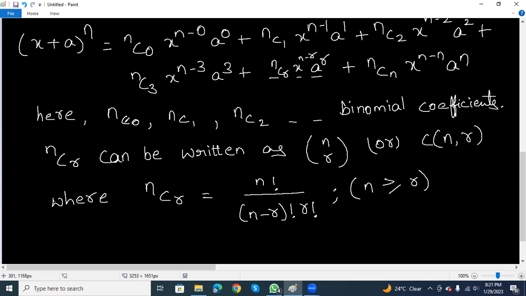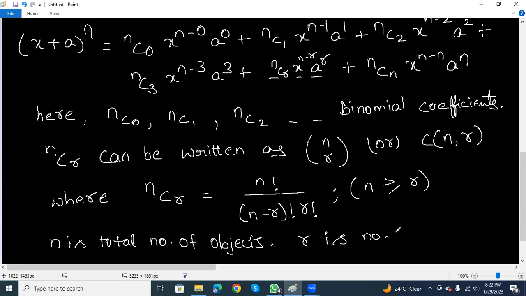If we want to find out what the NC0 value, NC1 value, NC2 value is, this is the general formula we use for these combinations. NCR is equal to N factorial by (N minus R) factorial into R factorial. N is the total number of objects. R is the number of chosen objects.